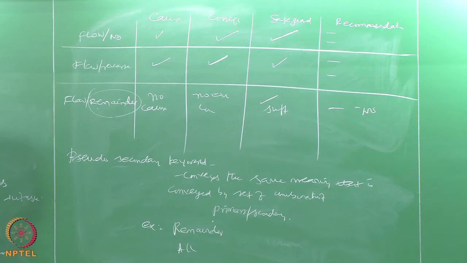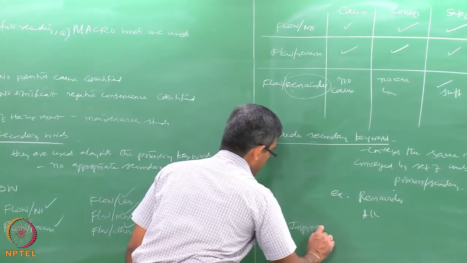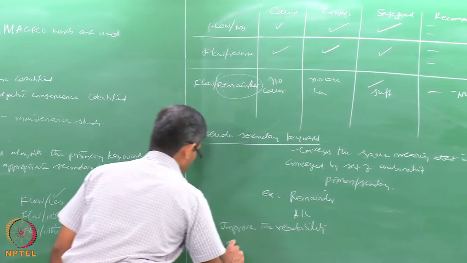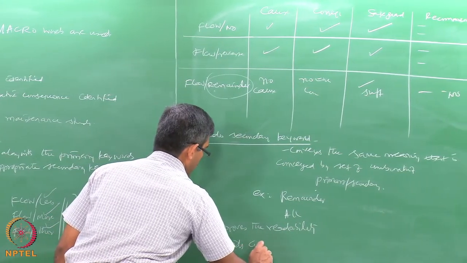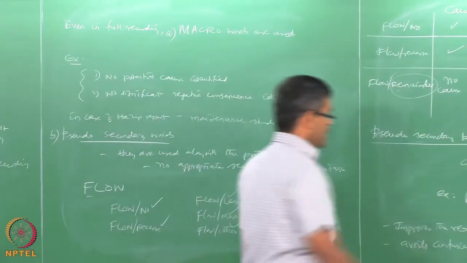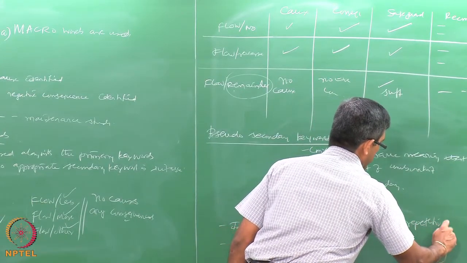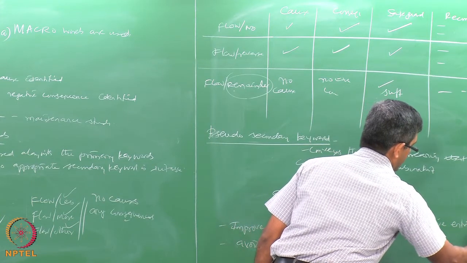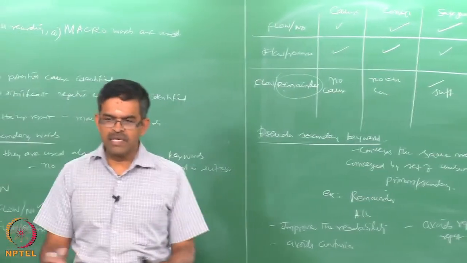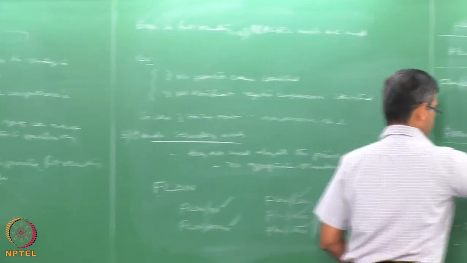So, what is the advantage of using a secondary keyword? Secondary keyword actually improves the readability. It avoids confusion. It avoids repetitive entries in the report. So, the report can become concise and smart. Okay? So, that is the use of secondary keyword.